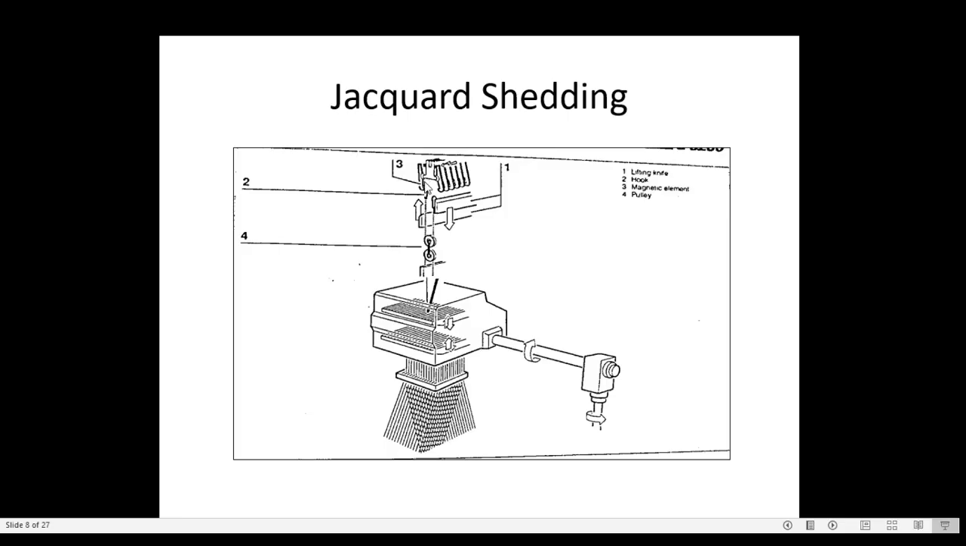We can see this is the magnet. This is the magnetic element. So an electromagnetic shedding device is there. So this is high speed shedding. These are the lifting knives.